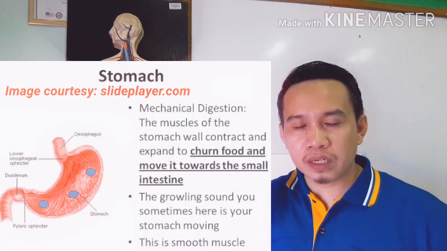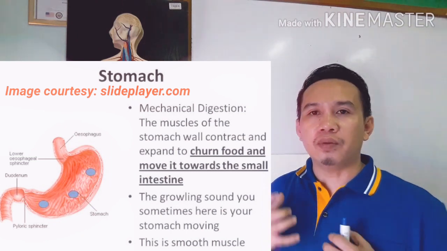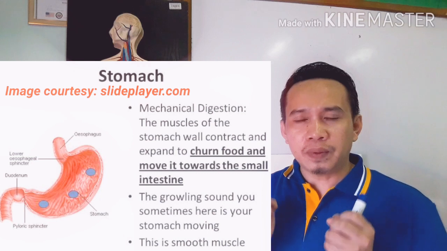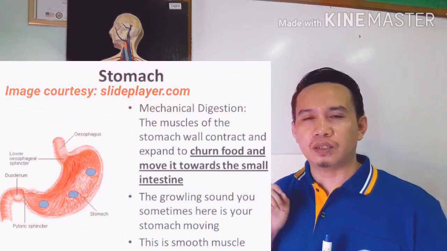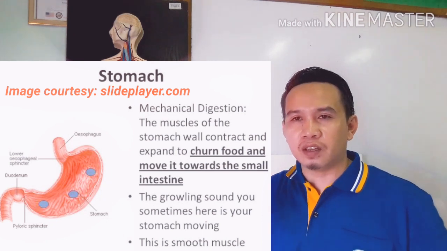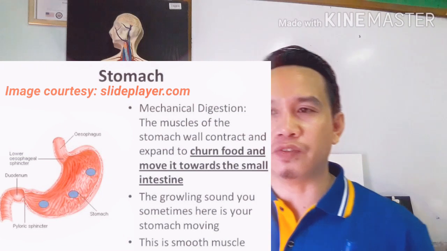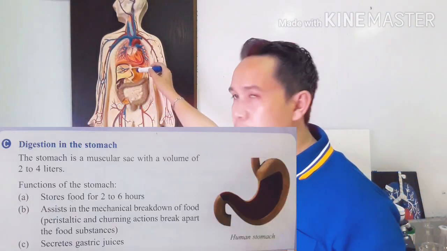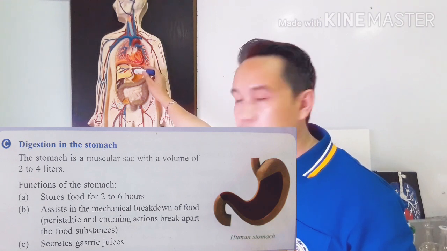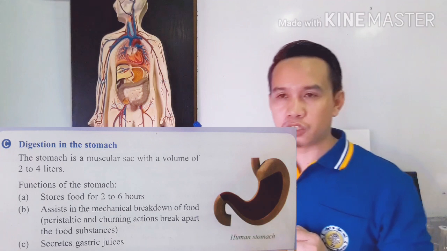Next process after swallowing and the work of peristalsis, there is what we call digestion in our stomach. What really happens during digestion in our stomach? What do you think? So first thing, our stomach is a muscular sac with a volume of 2 to 4 liters. Alright? What do you think will be the main function of our stomach? Okay? So these are the functions.